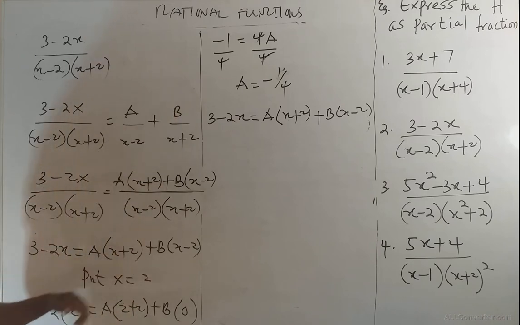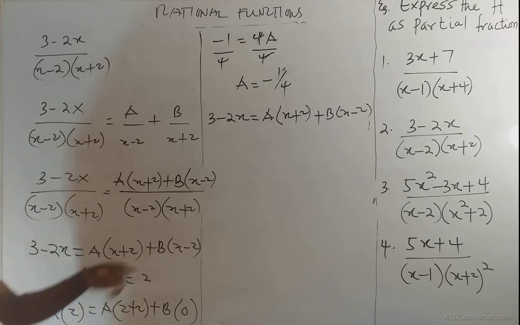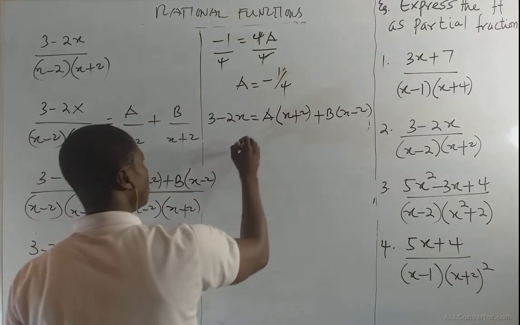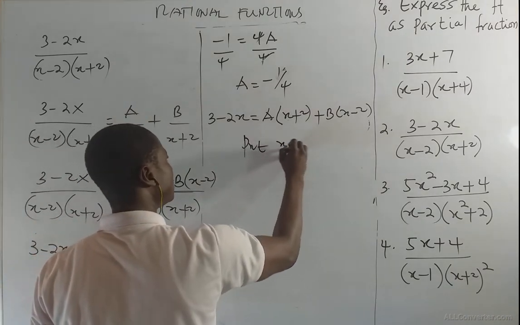So now when you look at this, you also realize that when you put x equals minus 2, the minus 2 plus 2 also gives us 0. So a will be gone. Then we can also find b. Okay, so we now put x equals minus 2.